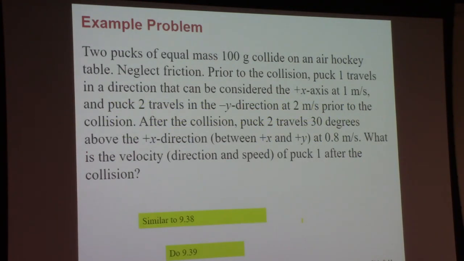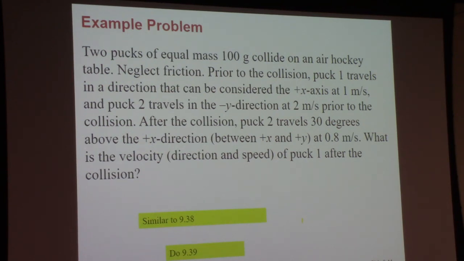And here's an example of this. Two pucks of equal mass collide on an air hockey table. Neglect friction. Prior to the collision, puck 1 travels in the positive x direction at 1.